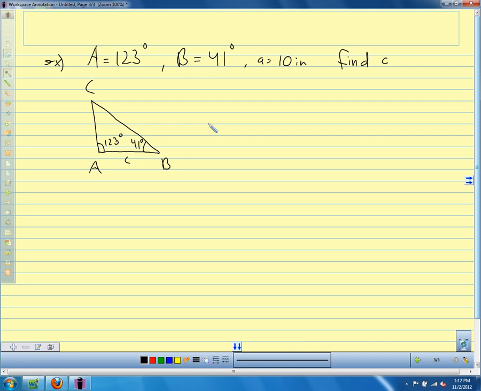So what do we want to do to solve this? We can find angle C. Angle C is 180 minus 123 plus 41. So I'm just subtracting the two angles. Okay. So angle C turns out to be 16 degrees.